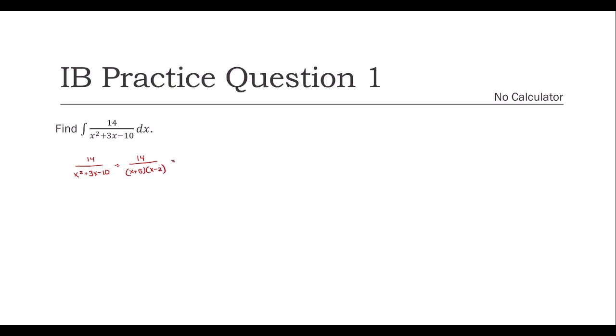So that'll equal a over x plus 5 plus b over x minus 2. When we multiply everything times x plus 5 times x minus 2, you get that 14 equals a times x minus 2 plus b times x plus 5.